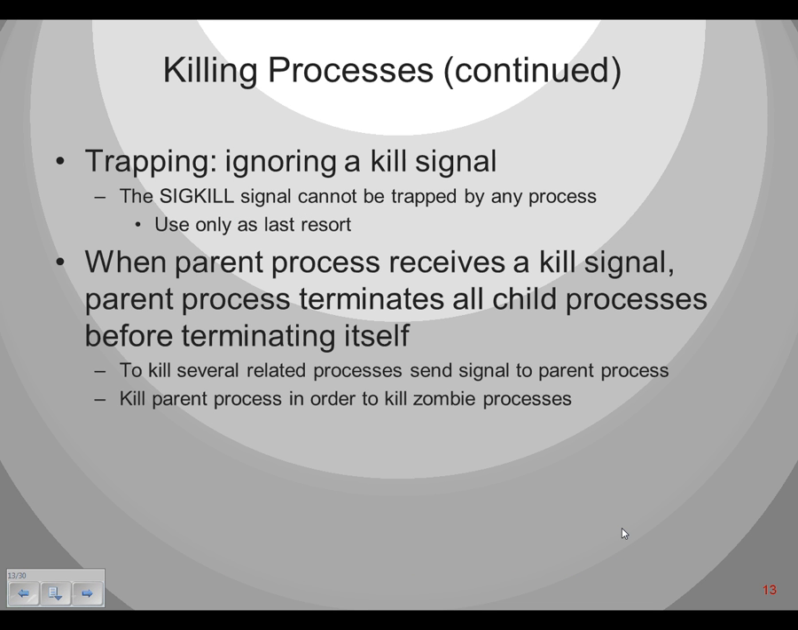Some processes have the ability to ignore or trap certain kill signals that are sent to them. The only kill signal that cannot be trapped by any process is the SIGKILL. This should only be used as a last resort because it prevents a process from closing temporary files and other resources properly.